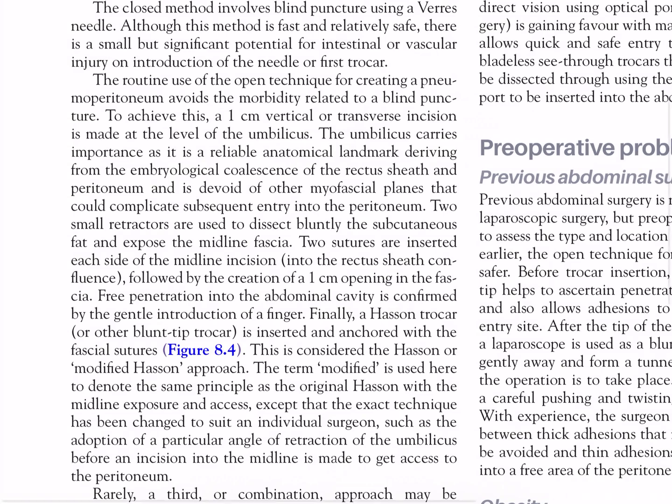Two small retractors are used to dissect bluntly the subcutaneous fat and expose the midline fascia. Two sutures are inserted each side on the midline incision into the rectus sheath confluence, followed by the creation of a 1 cm opening in the fascia. Free penetration into the abdominal cavity is confirmed by the gentle introduction of a finger. Finally, a Hassan trocar or other blunt tip trocar is inserted and anchored with the fascial sutures. This is considered the Hassan or modified Hassan approach.